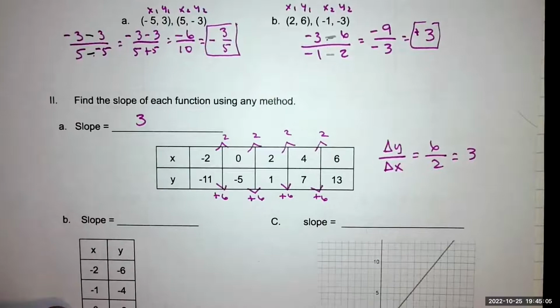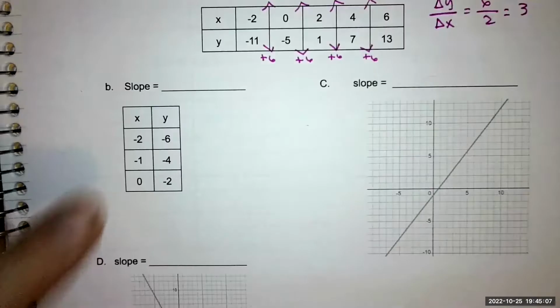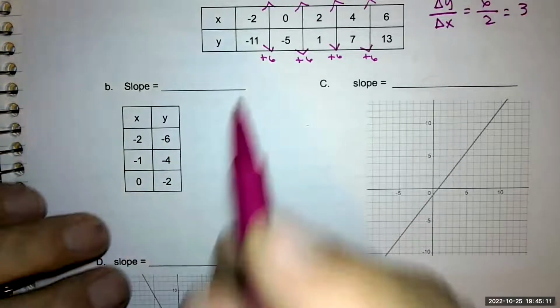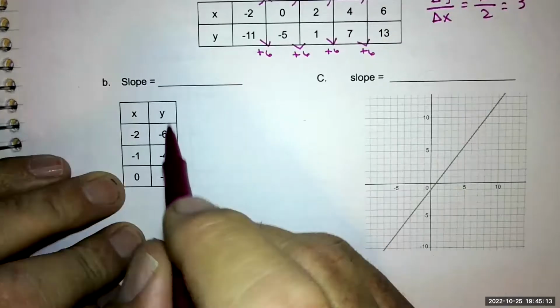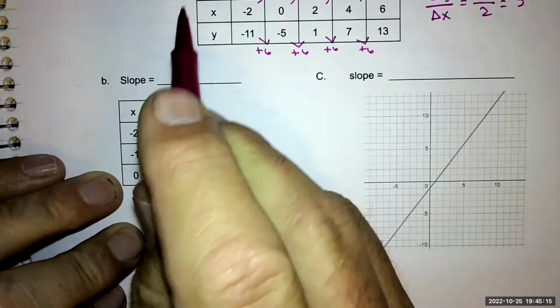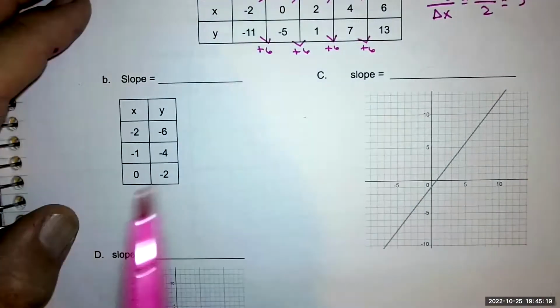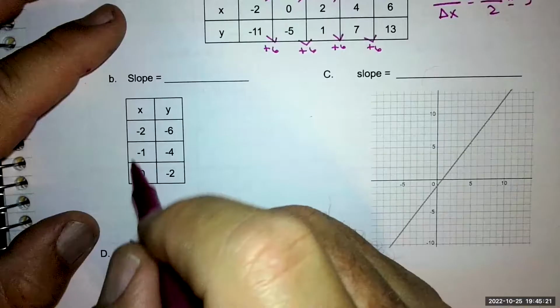All right. That wasn't too bad. So let's check this one. Now, we could do 2 points. You could pick 2 points like these and do y2 minus y1. We could do that. I mean, we did this one, so let's do this one.